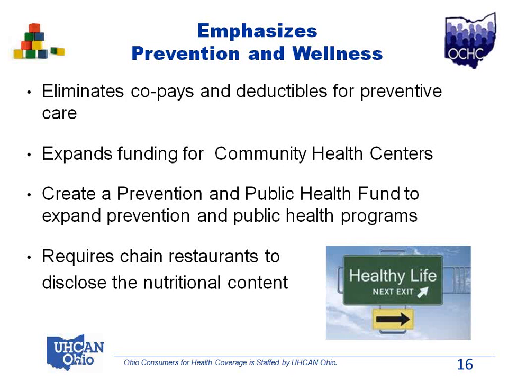The law also has a lot of provisions to improve the quality of care and improve health outcomes as well as lower costs. There's a big emphasis on prevention and wellness. For instance, the law eliminates copays and deductibles for preventative care. It expands funding for community health centers, which provide ongoing primary care in medically underserved communities. It creates a prevention and public health fund to expand prevention and public health programs, and requires chain restaurants to disclose the nutritional content of the food they sell.